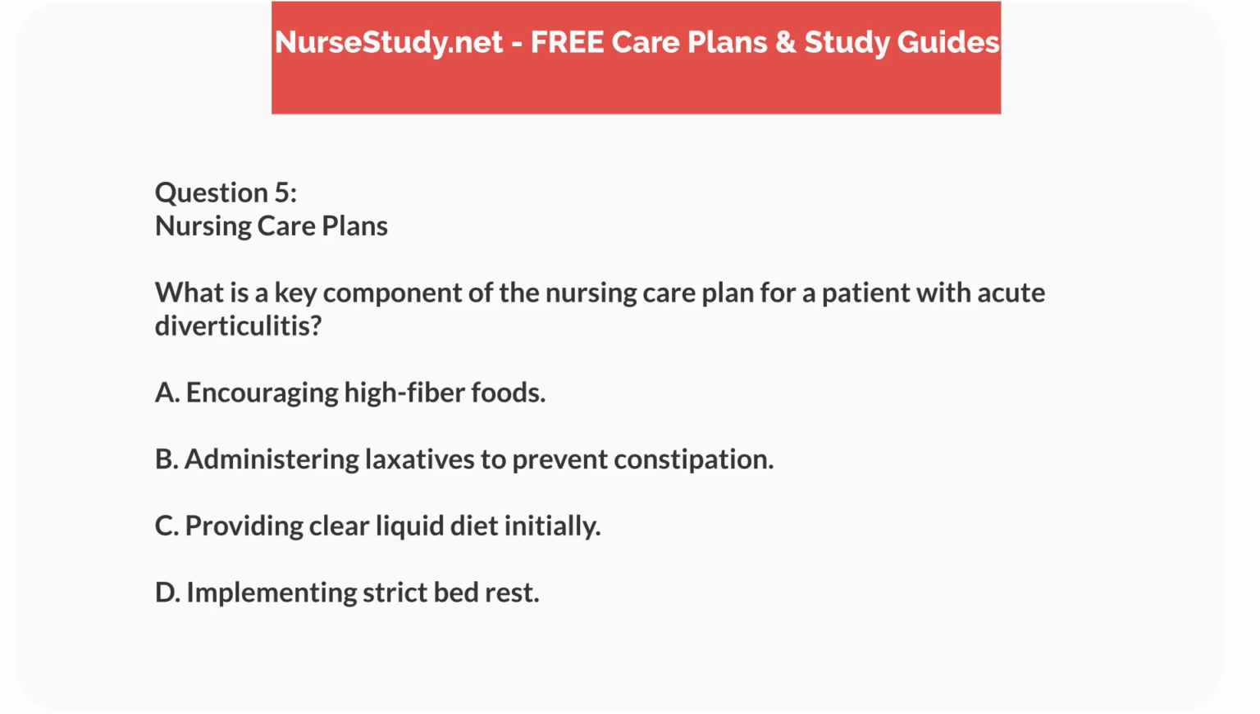Question 5. Nursing care plans. What is a key component of the nursing care plan for a patient with acute diverticulitis? A. Encouraging high-fiber foods. B. Administering laxatives to prevent constipation.